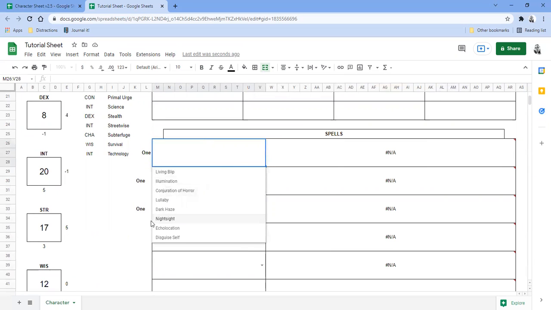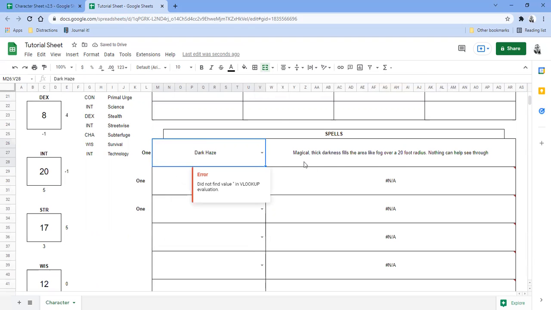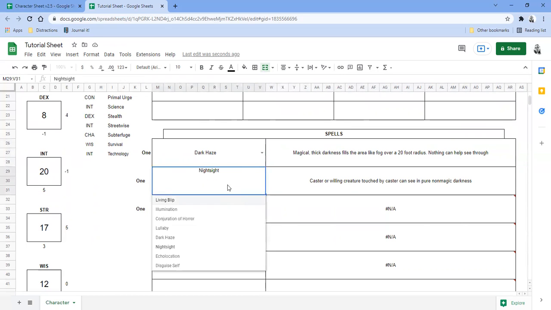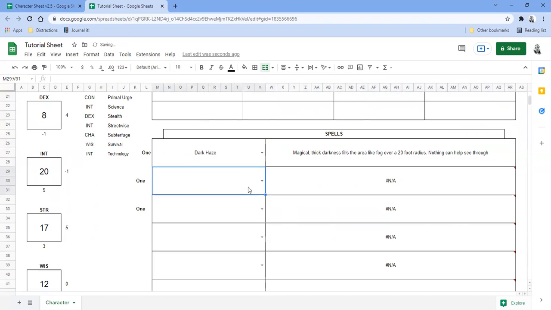So let's say you just want to look through these without going into the RPG game book. Let's say you want to use Dark Haze. Dark Haze basically means that a magical thick darkness fills the area like a fog over a 20-foot radius. It doesn't matter if you have night sight, which lets you see in pure non-magic darkness. Because this is magic darkness, you can't see through a dark haze. And then I'm going to hit delete on that.